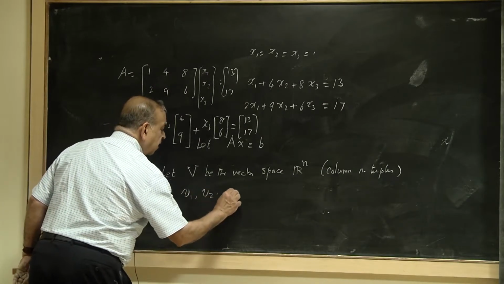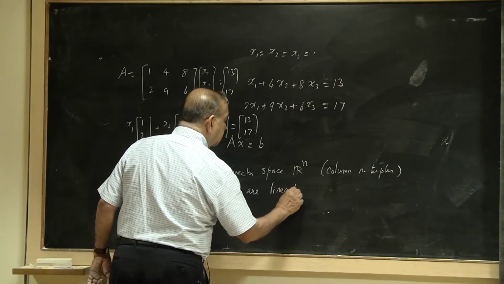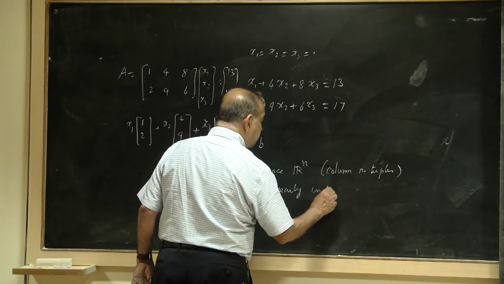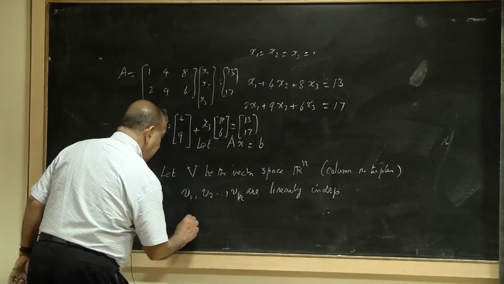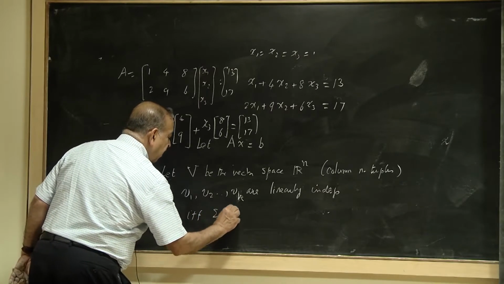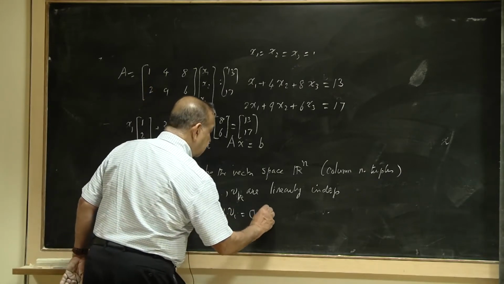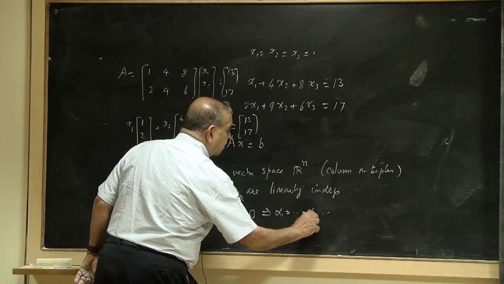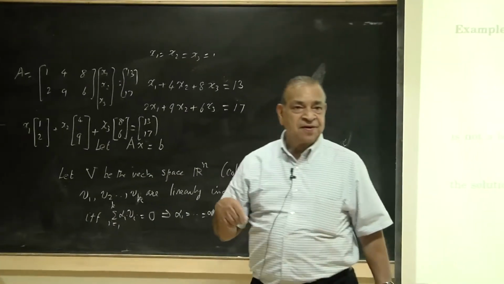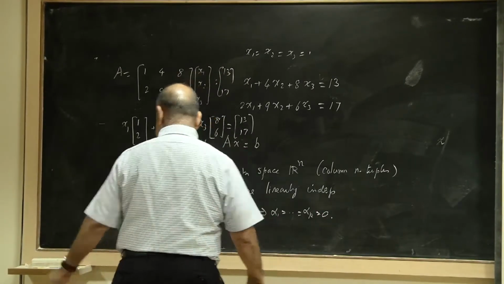V1, V2, ..., Vk are linearly independent if and only if the summation of alpha_i V_i, i equals 1 to k, being the null vector implies alpha 1 equals ... equals alpha k equals 0. The only linear combination of these vectors which gives the null vector is the zero combination. Agreed? That is the definition of linear independence.